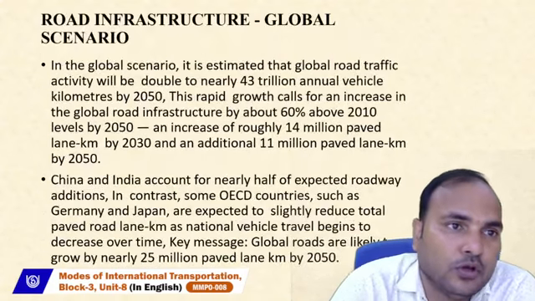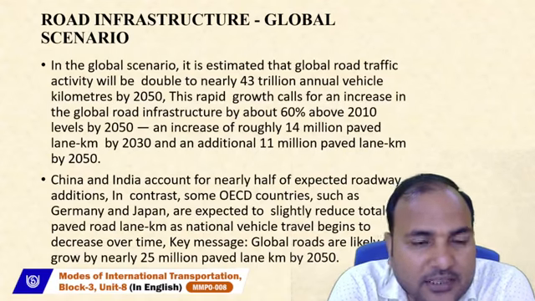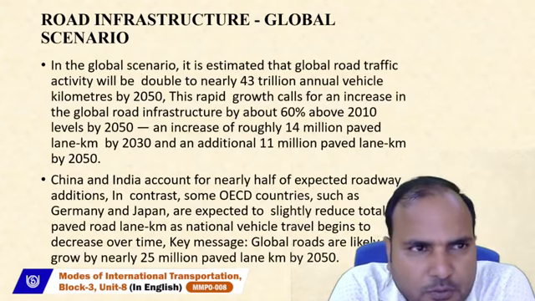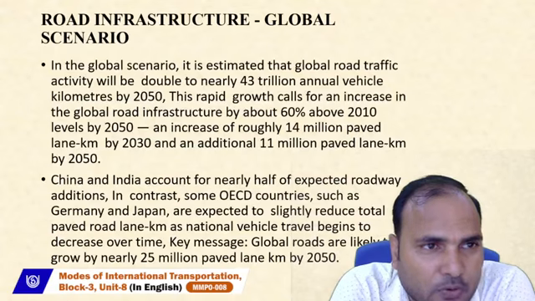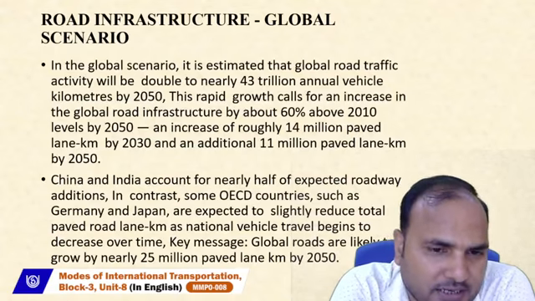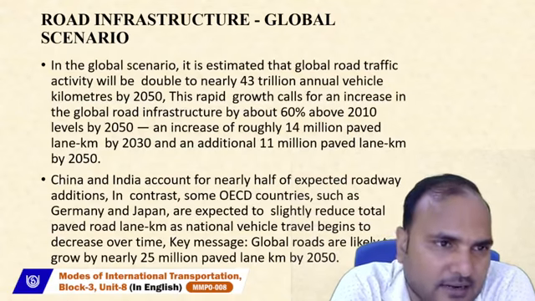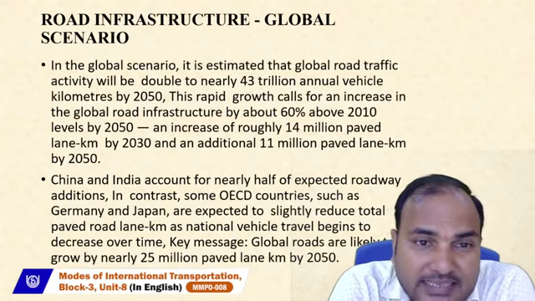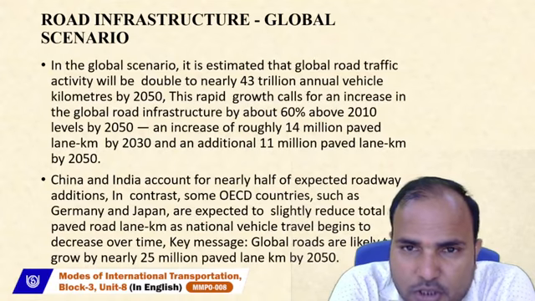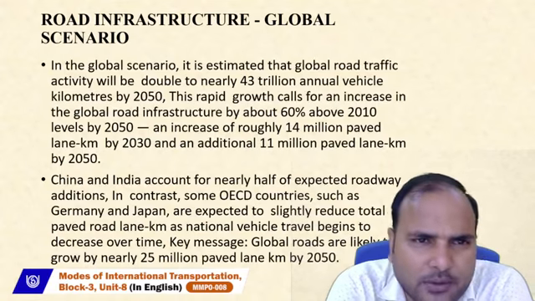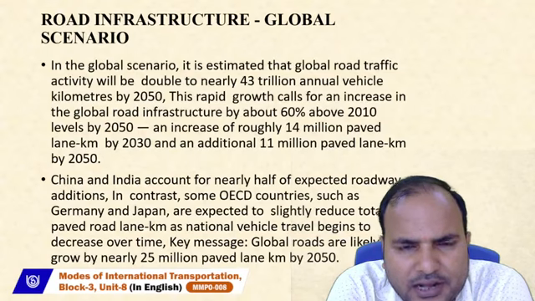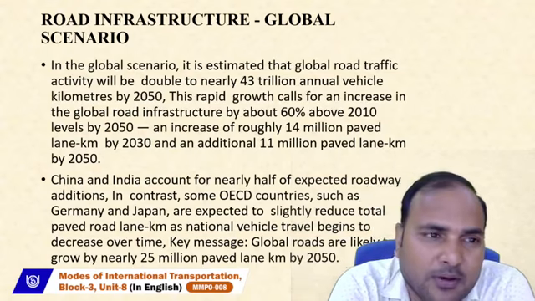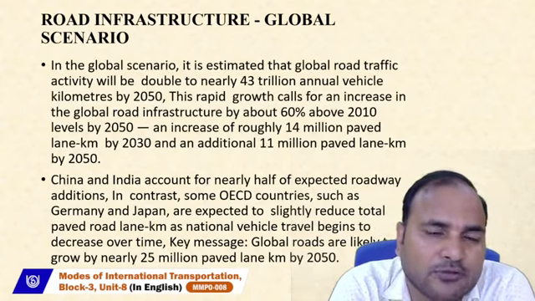Next comes road infrastructure in the global scenario. What is the road infrastructure position or situation or condition in the global scenario? In the global scenario, it is estimated that global road traffic activity will double to nearly 43 trillion annual vehicle kilometers by 2050.